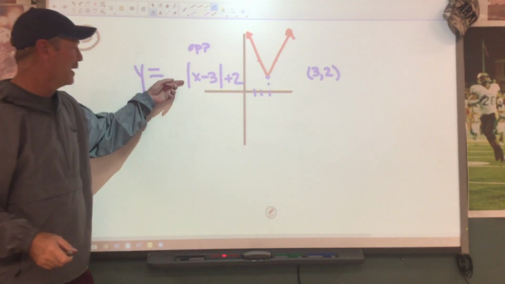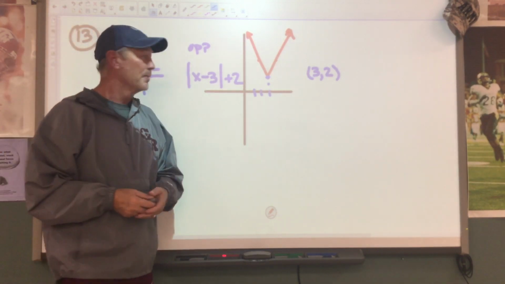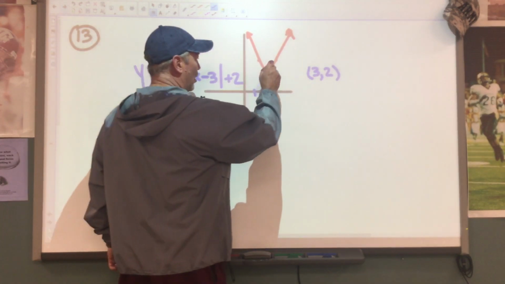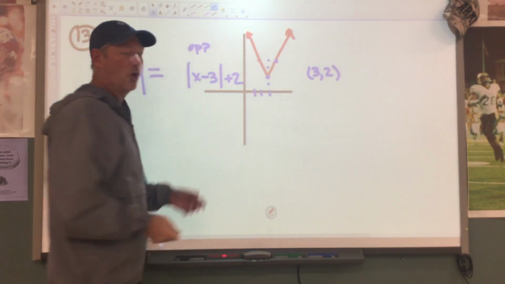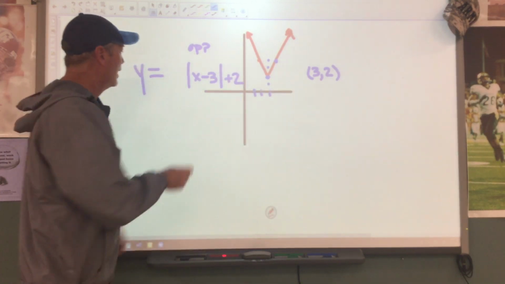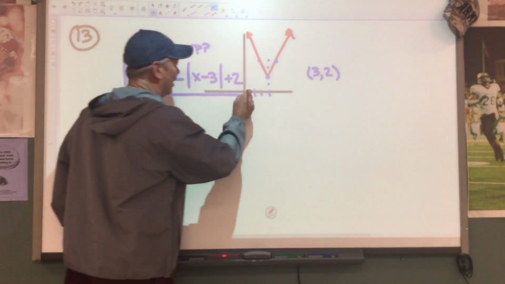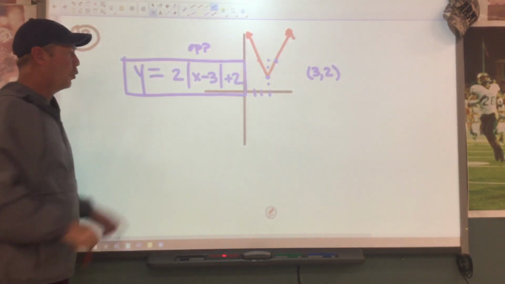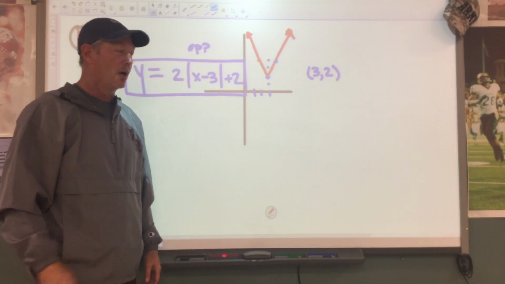But now I need to find out my a value up front. I need to find out what we call the slope sometimes. You're going to find out that we went up 2 to the right 1. And if you go up 2 to the right 1, that would put a 2 in front. This would be the equation of that graph right there. Okay? Are we good? All right, moving forward.